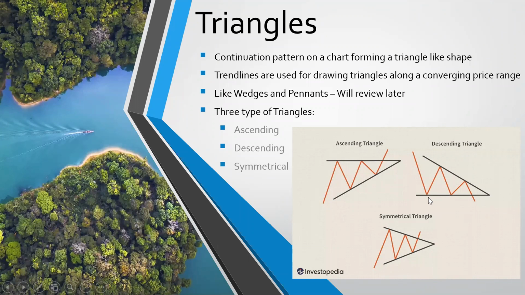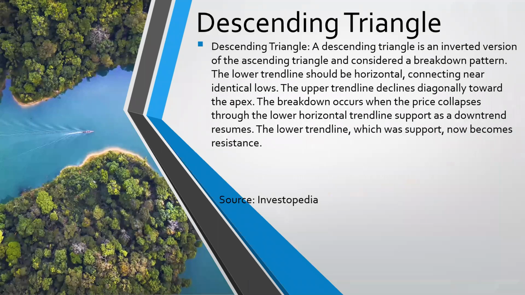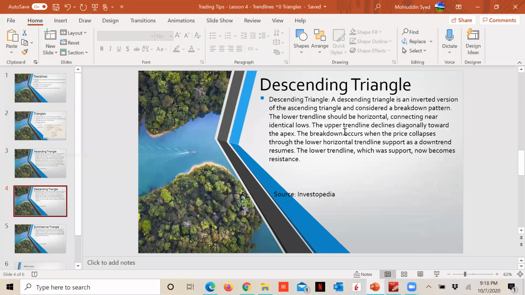Now the bottom one is, so the lower trend line should be horizontal, connecting the near identical lows. It doesn't have to be the same or exact. The upper trend line declines diagonally towards the apex. The breakdown occurs when the price collapses through the horizontal trend line support as a downtrend. So the lower trend line, which was support, now becomes a resistance. So it's exactly opposite of what we just saw on the ascending.